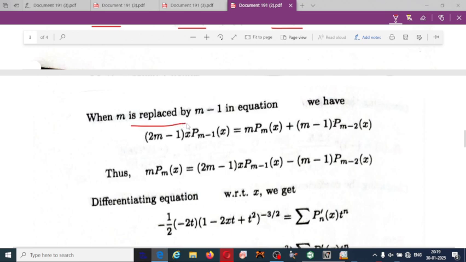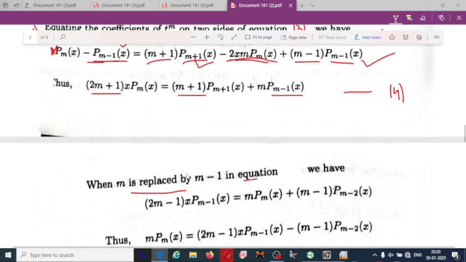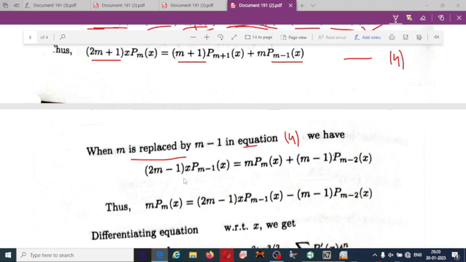When m is replaced by m minus 1 in equation 4, we have to replace m by m minus 1. We have this relation: (2m-1) x P(m-1) of x equals m Pm of x plus (m-1) P(m-2). This is the second recurrence relation. This is quite easy, you can obtain it.